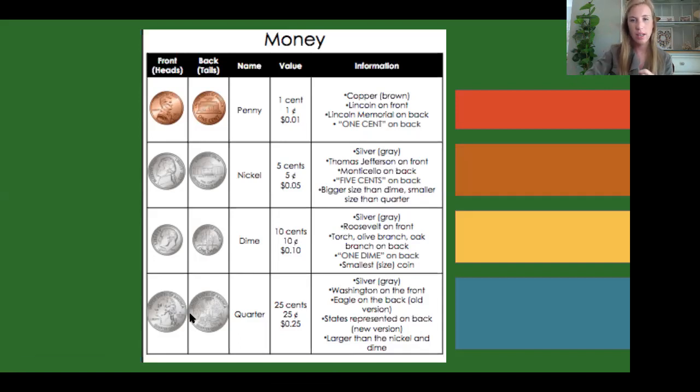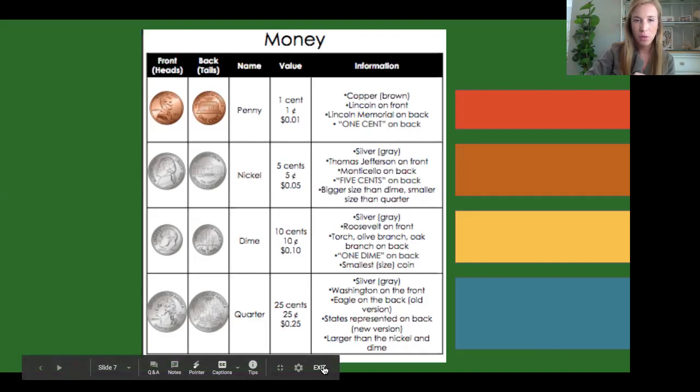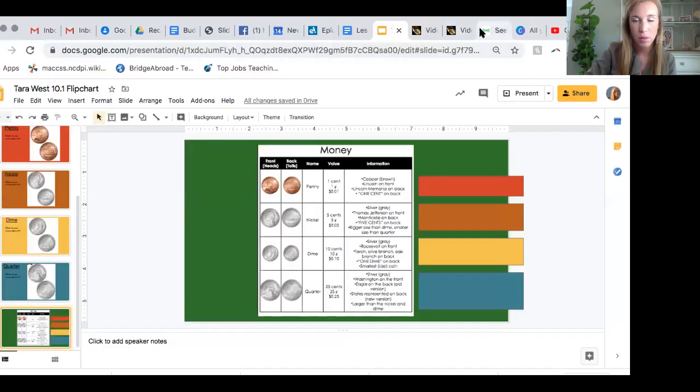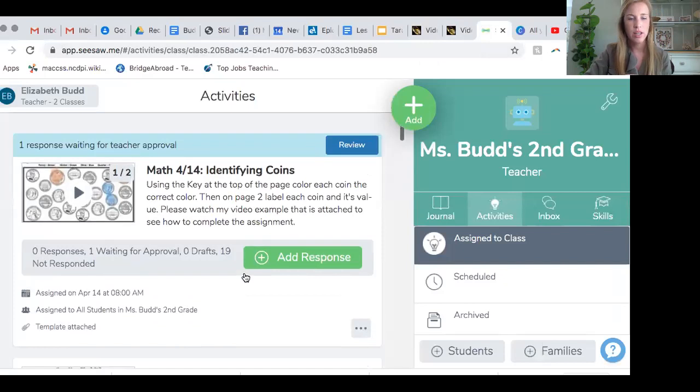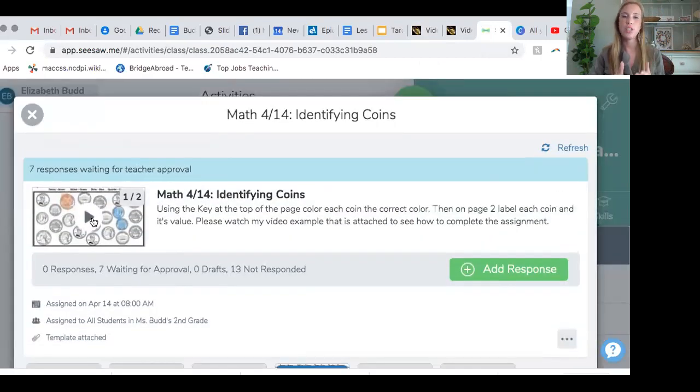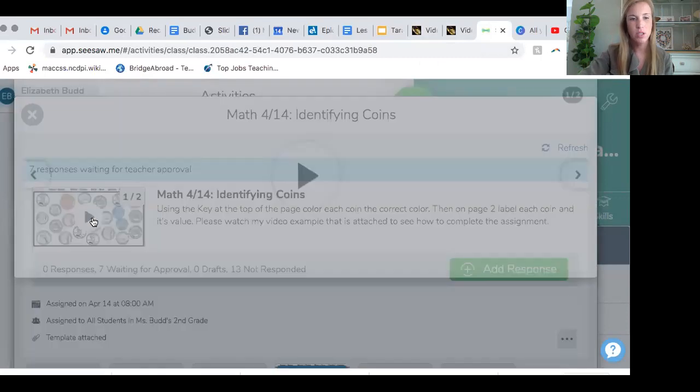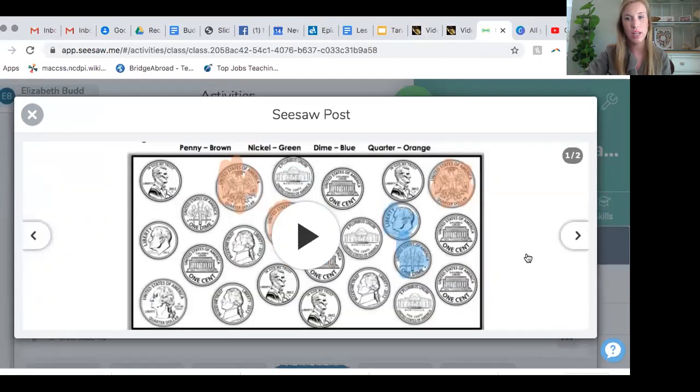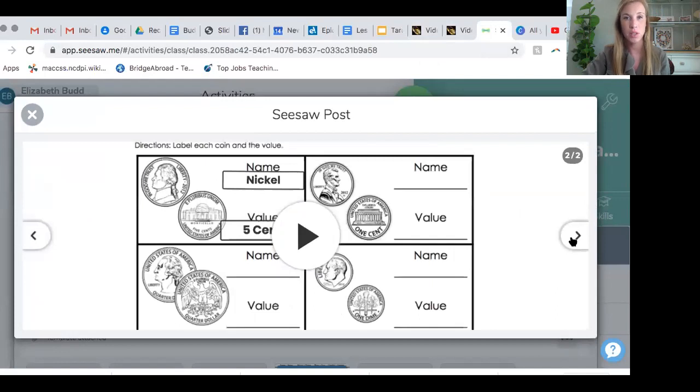And then once you are done checking those out, I'm going to have you go to your Seesaw account, and I'm going to show you what this looks like. On your Seesaw account, there is an assignment that you're going to do for math today. You click on the assignment. It says Math for 14, and that stands for April 14th, the date, and it's called Identifying Coins. You can watch the video and you can learn how to do this assignment. Please remember, there are 2 pages to this assignment. So if I click here, this is the first page with the directions. This is the second page with the directions. You need to complete both pages.